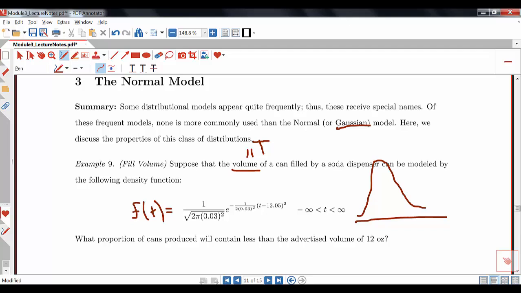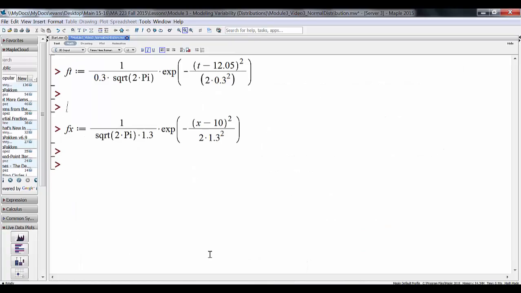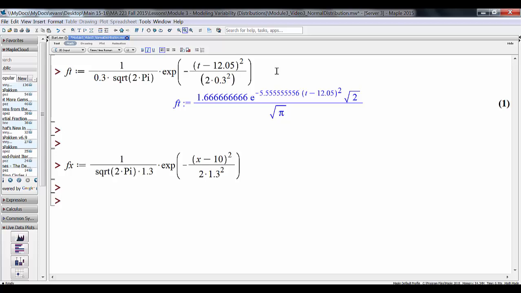So this one right here, I'm going to go ahead and graph this in Maple, and then we're just trying to find the proportion of cans that have volumes less than 12 ounces. So I'm just going to integrate up to 12. If I go over here to Maple, I already put this function in. It's right there. All I do is type what it had on the other page. And what I'm going to do is integrate. Well, let's plot it first so you can see what it looks like. F of t from 10 to, let's say, 14.